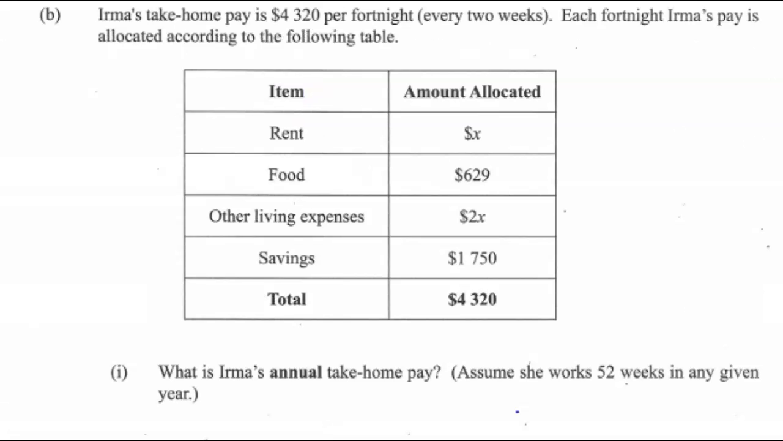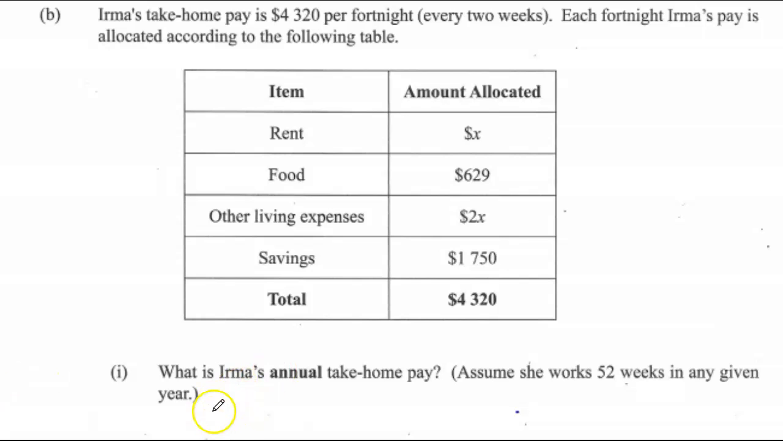So next problem, Irma's take-home pay is $4,320 per fortnight. That's every 2 weeks. And each fortnight, her total pay is $4,320. And we are asked for Irma's annual take-home pay. Of course, she gets $4,320 every 2 weeks or every fortnight. And how many fortnights are in a year? So a year has 52 weeks. That would be what, 26 fortnights.